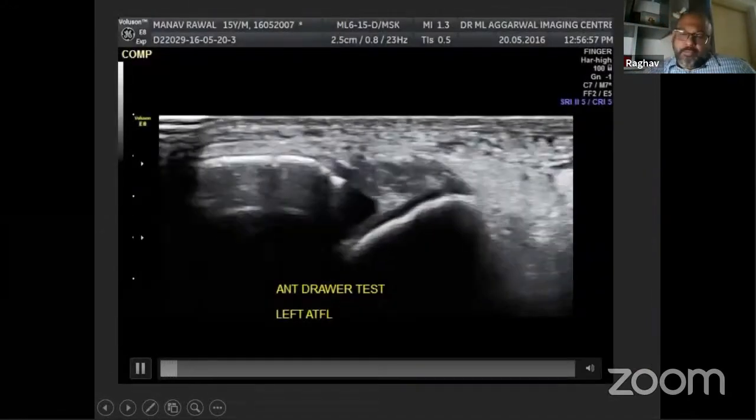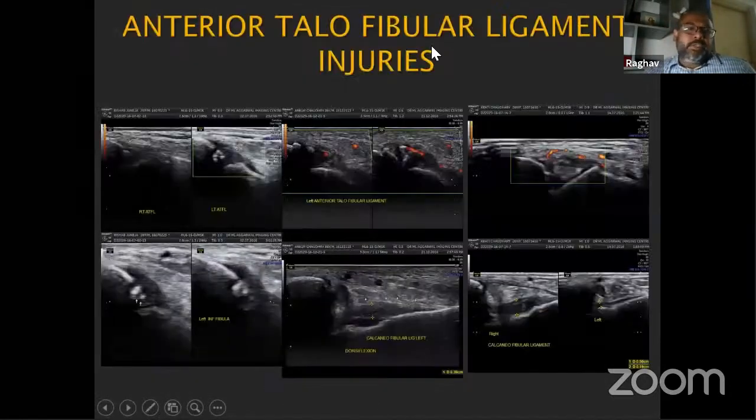So this is a bouquet of ATFL injuries which we would normally see. We might pick up an avulsion fracture there with a thickened, edematous ATFL.